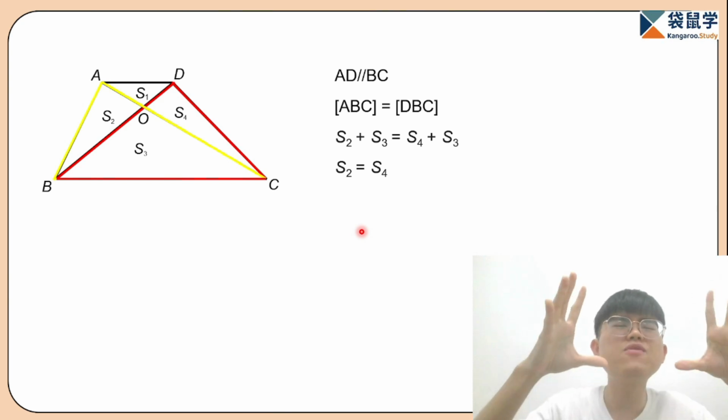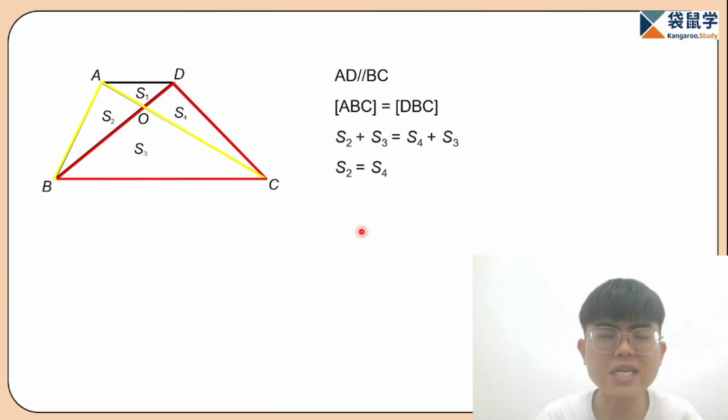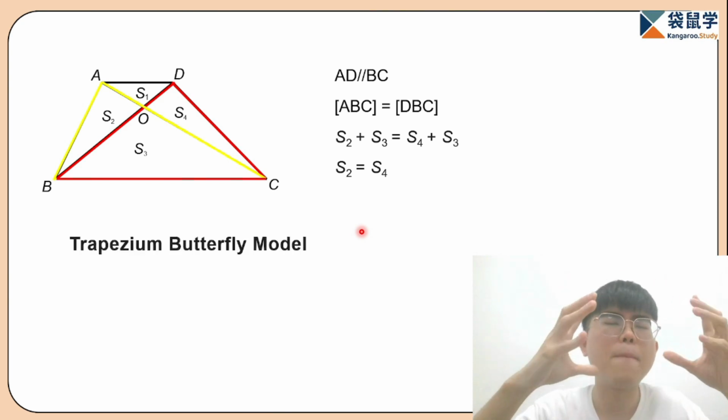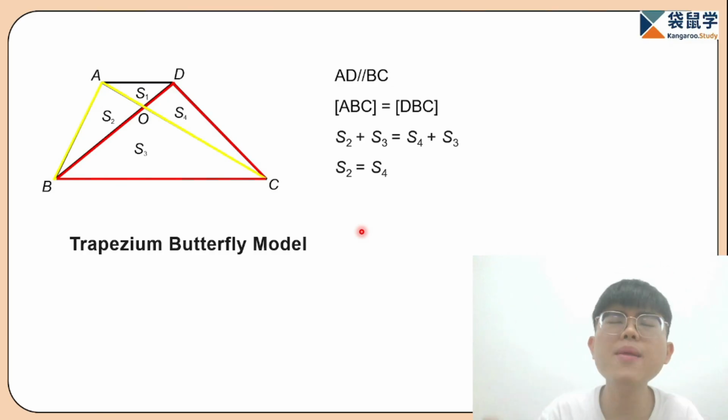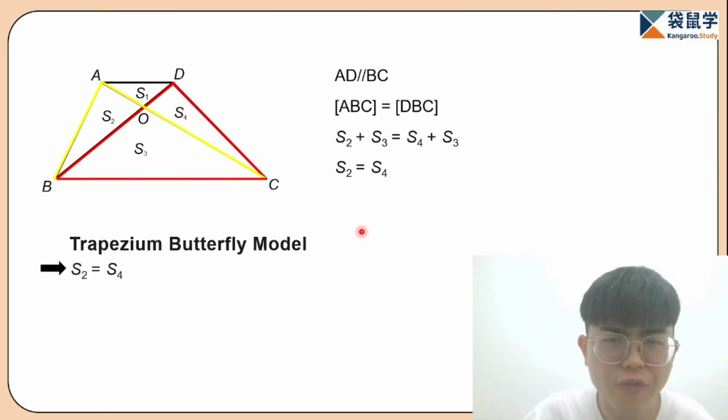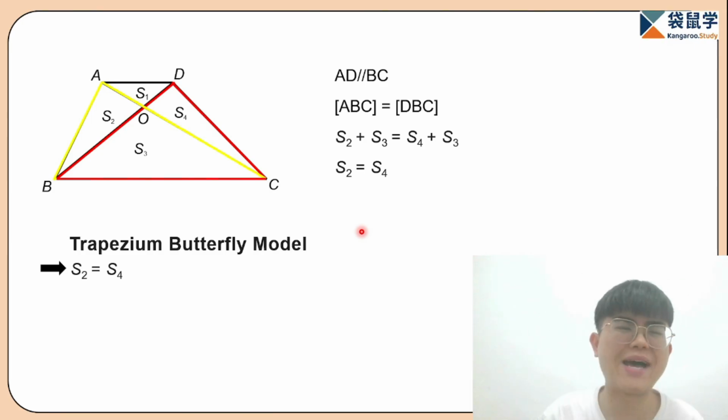And everyone, this figure right here, we also call this the trapezium butterfly model. And from here, we learn one conclusion, whereby S2 is equal to S4. Okay, that's not the end. We take a look at another example.